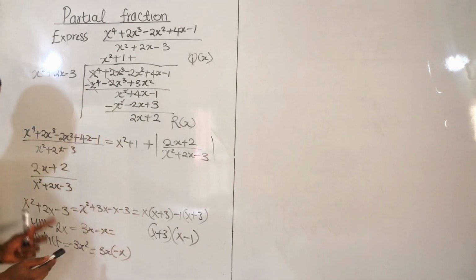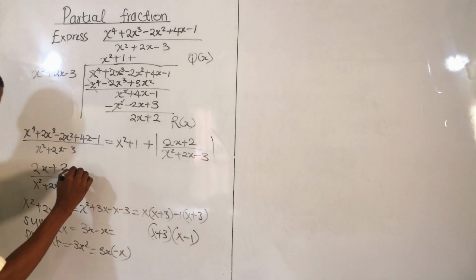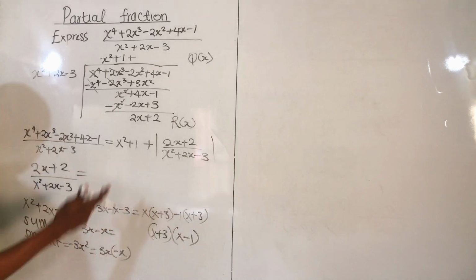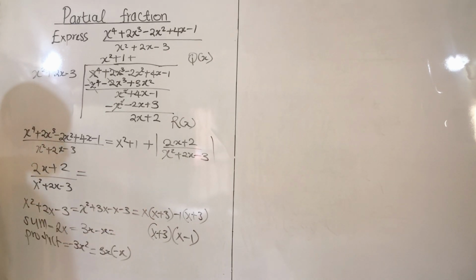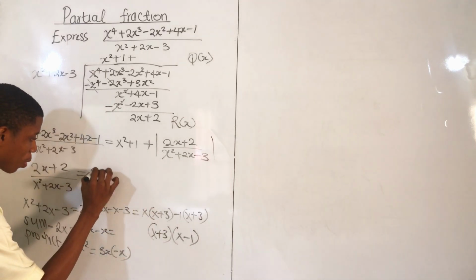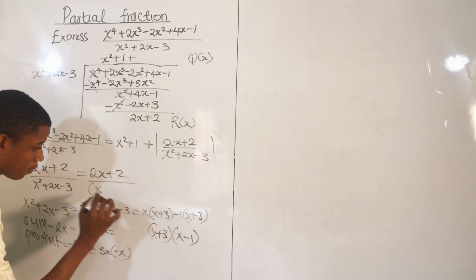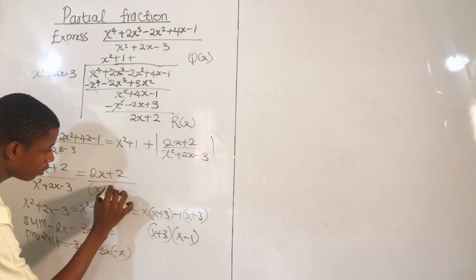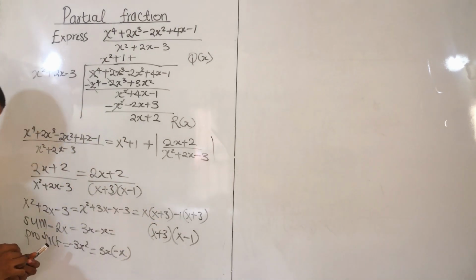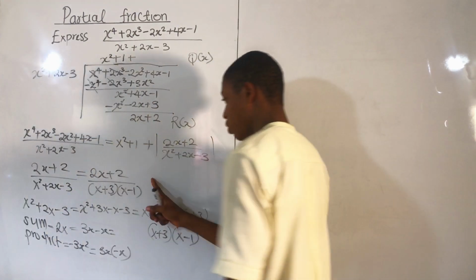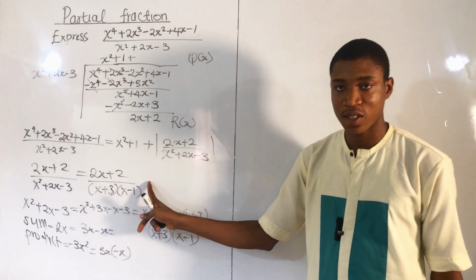The factors of that quadratic equation. So therefore, this becomes a linear factor in the denominator. So please, writing this, we have 2x plus 2 over (x plus 3)(x negative 1). So please, we're not going to work on this. Very important, we're going to work on this.